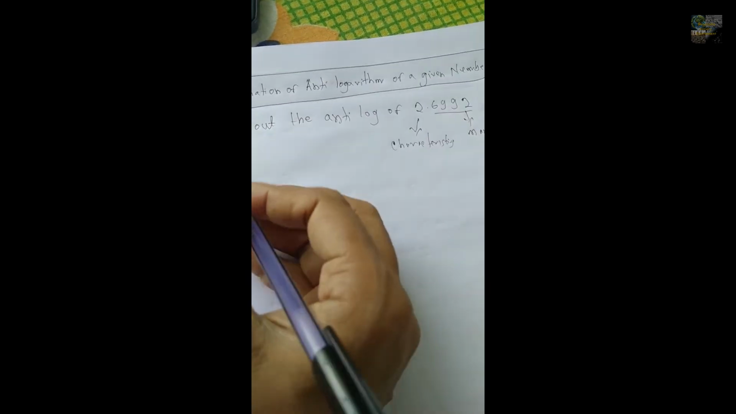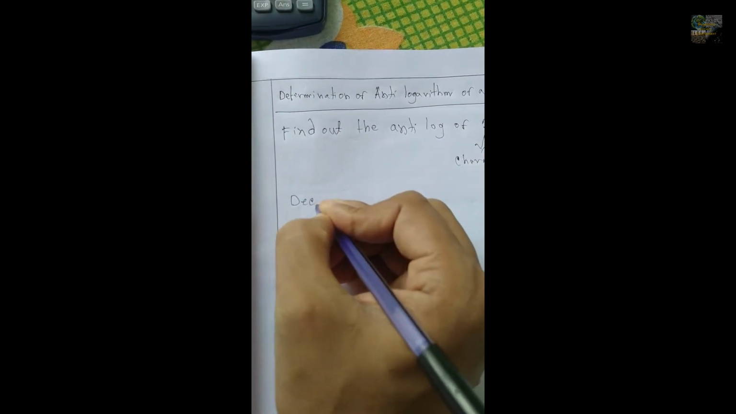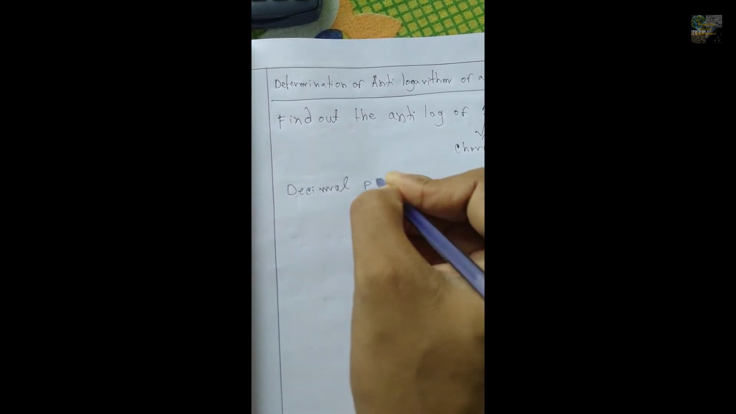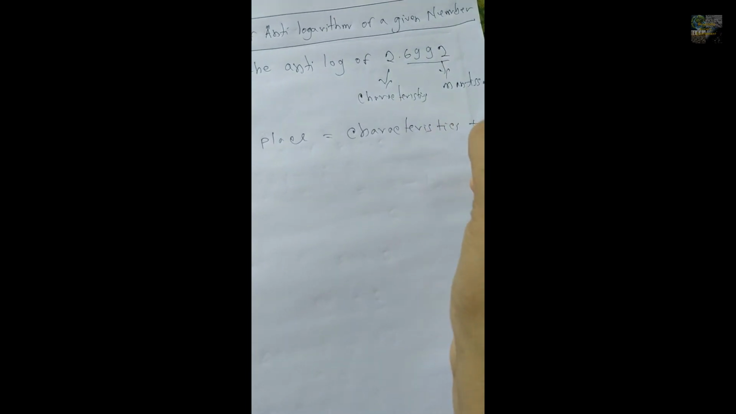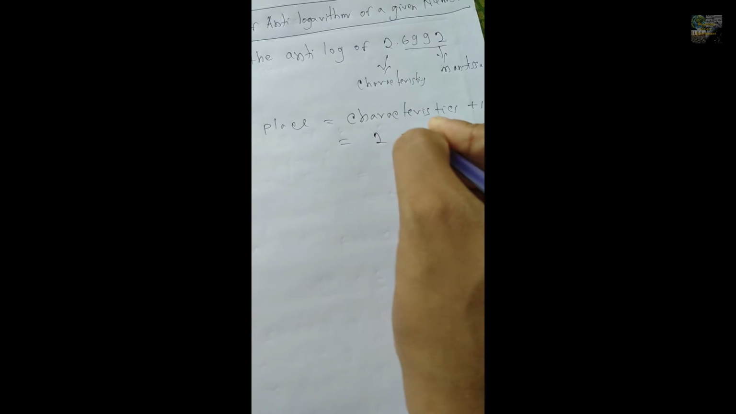To place the decimal, we first have to identify the decimal places. The decimal place is the characteristic plus 1. Here the characteristic is 2, so 2 plus 1 is equal to 3. This is because it is a positive value, 2.6992, and the decimal place is 3. So whatever the mantissa will come, the decimal point will be placed after 3 digits.